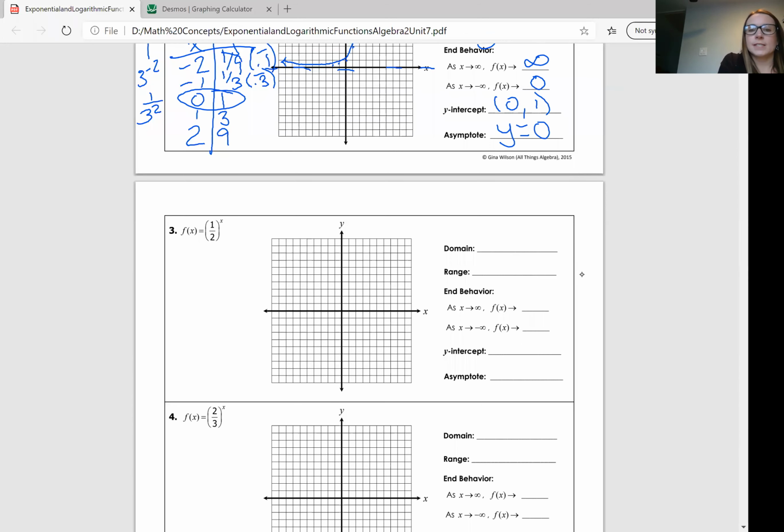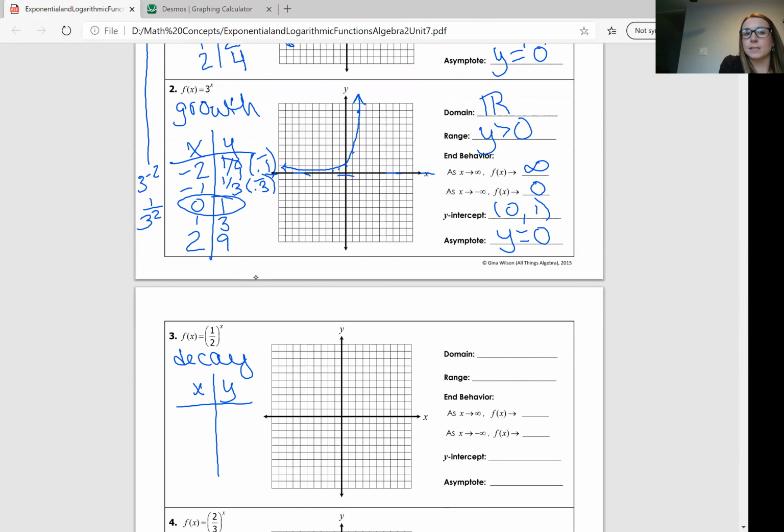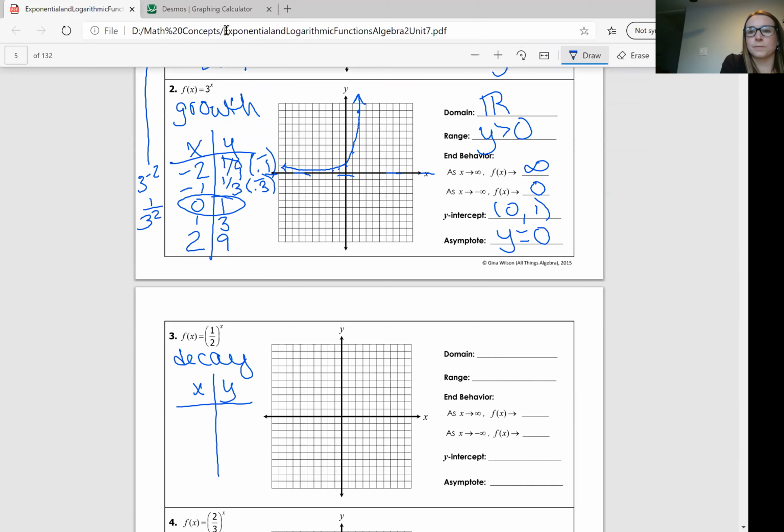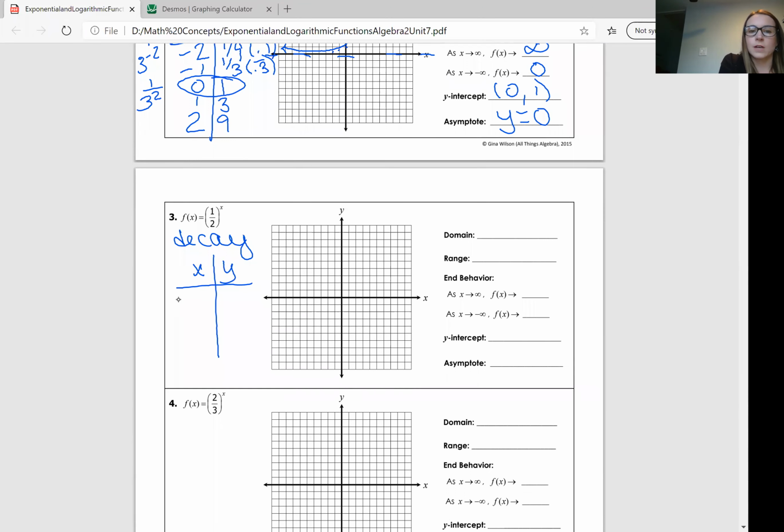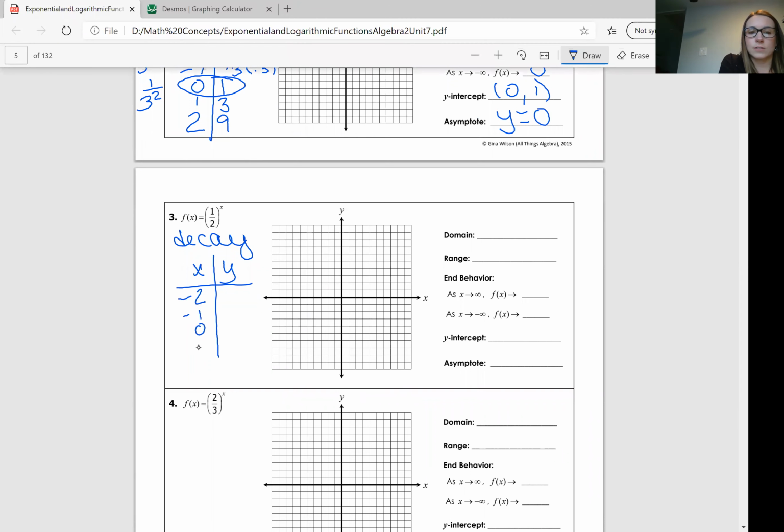Now, number 3, since this b value is less than 1, this is going to be a decay. Okay, so that's how you can tell the difference. All right, so again, we're going to do the same thing that we did before. And again, if you guys wanted to type this 3 to the x power into Desmos, feel free. I'll do the next one just so you guys get a little more practice with it. Again, I'm doing -2, -1, 0, 1, 2.